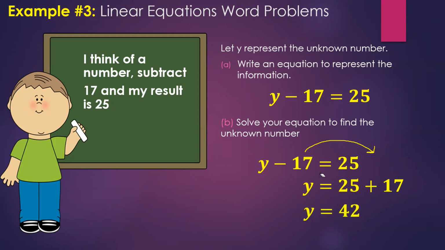Good. Why do we change it from a negative to a positive? Do you know why? No, sir. Okay, because if here it was a negative, when you send it over the equal sign, it becomes positive. And if it was positive, when you send it over the equal sign, it becomes a negative. You understand me? Bri, do you understand how we got 42? Yes, sir. Okay, good.